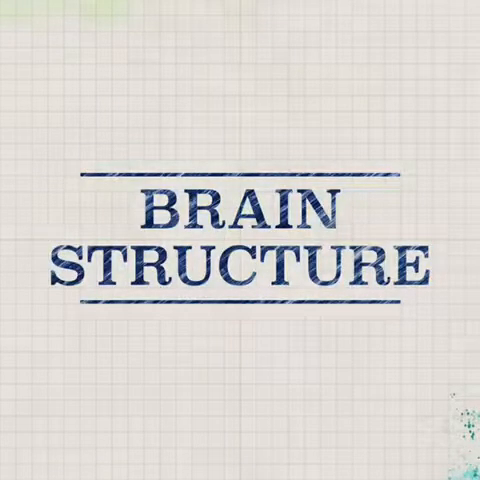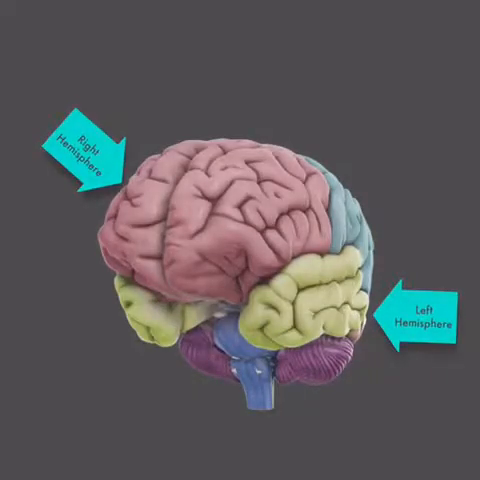So let's get started. Alright, so as I said, we're going to be talking about the structure of the brain, in particular the cerebral cortex, which is the largest portion of the brain. The cerebral cortex is split into two main parts, the right hemisphere and the left hemisphere, and in these hemispheres are the frontal lobes, the parietal lobes, the occipital lobes, and the temporal lobes.